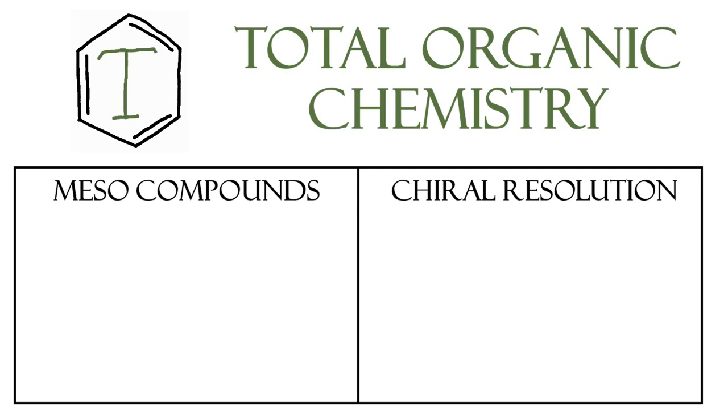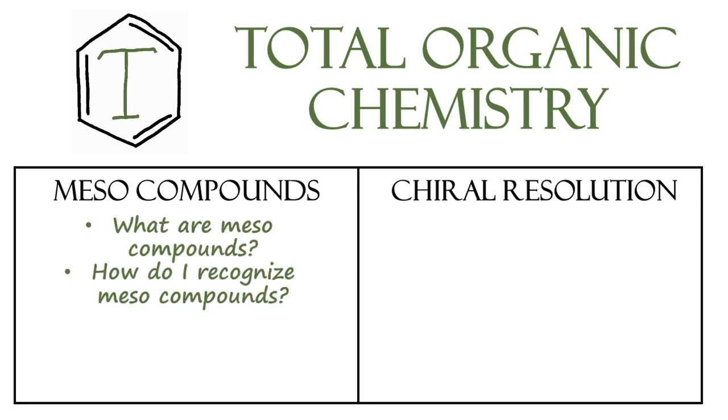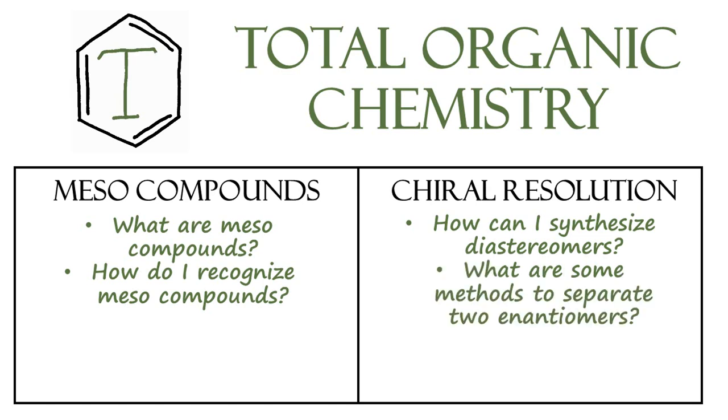In this video I'm going to be taking a look at meso compounds as well as chiral resolution, or resolution of enantiomers. Hopefully by the end of this video, the questions that you'll be able to answer are: What are meso compounds? How do I recognize meso compounds? How can I synthesize a set of diastereomers? And finally, what are some methods that I can use to separate two enantiomers?